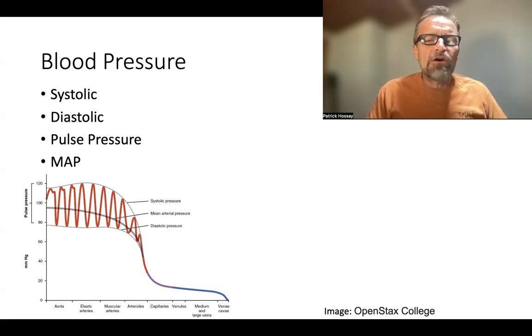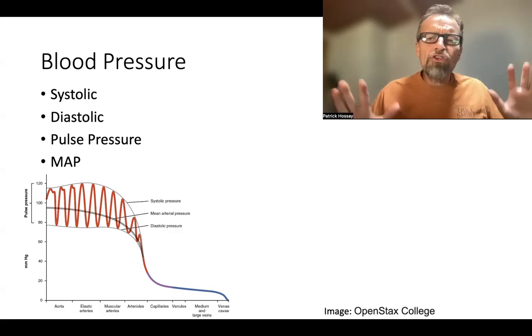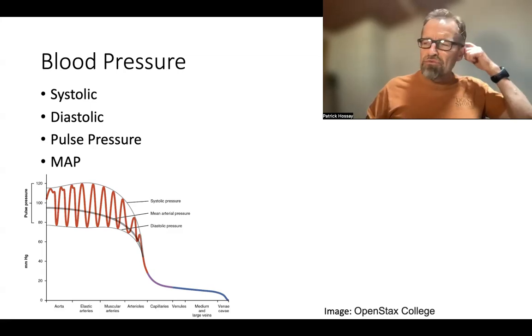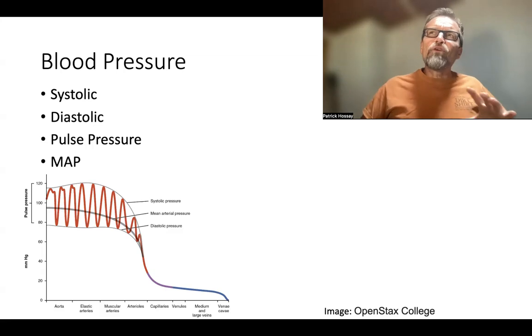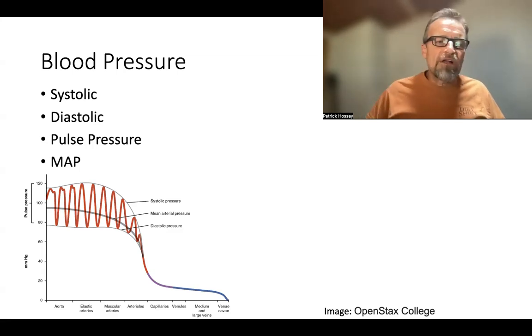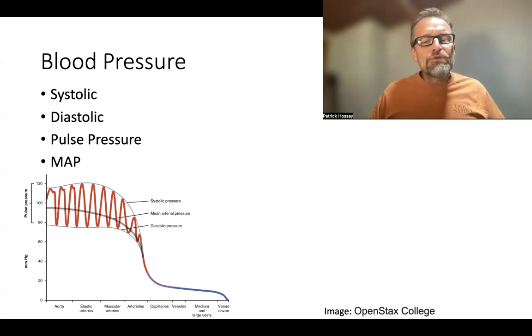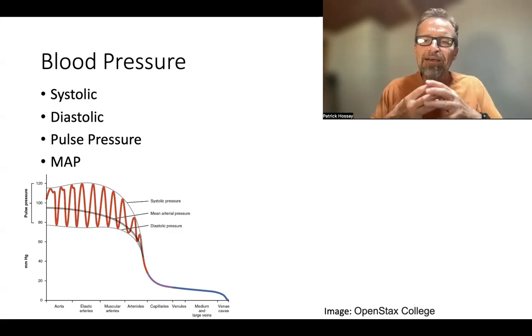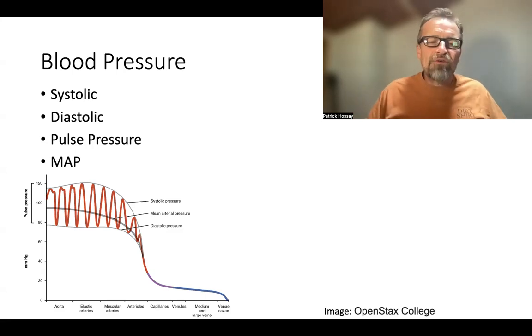We also have something called mean arterial pressure, or MAP. You don't need to be too familiar with that, but just so you know, that is kind of a weighted average of the two pressures. Basically, the formula is 2 times the diastolic pressure plus 1 times the systolic pressure, divided by 3. So we're presuming that 2/3 of the time the heart is at rest, 1/3 of the time the heart is pumping. And so we're taking a weighted average pressure.